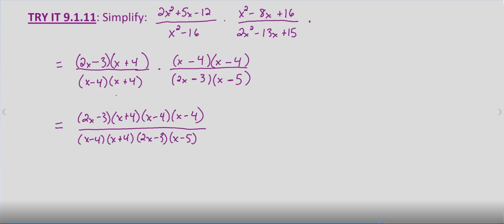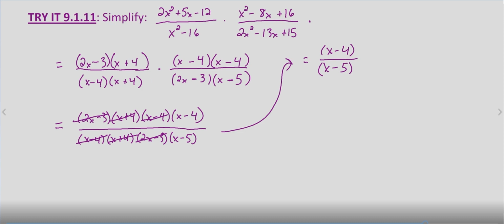And then we'll cancel common factors in the numerator and denominator. So 2x minus 3 and 2x minus 3. We have an x plus 4 and an x plus 4, and we have an x minus 4 and an x minus 4. So that leaves us with, for our solution, x minus 4 over x minus 5.